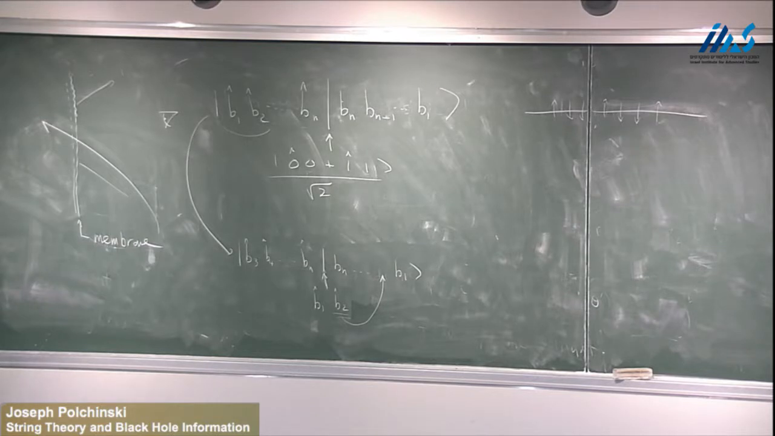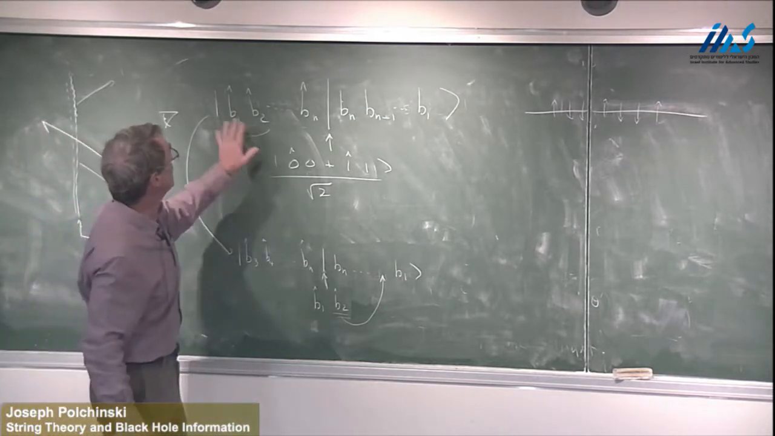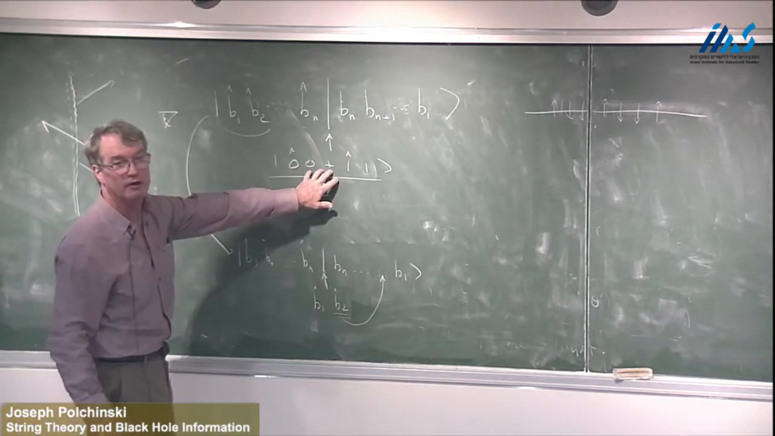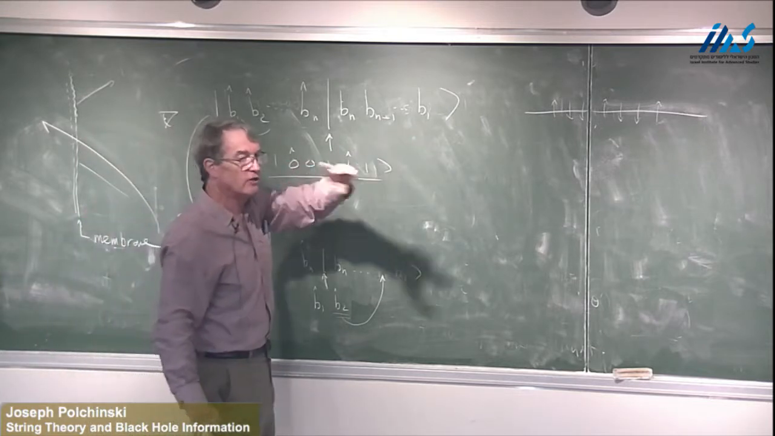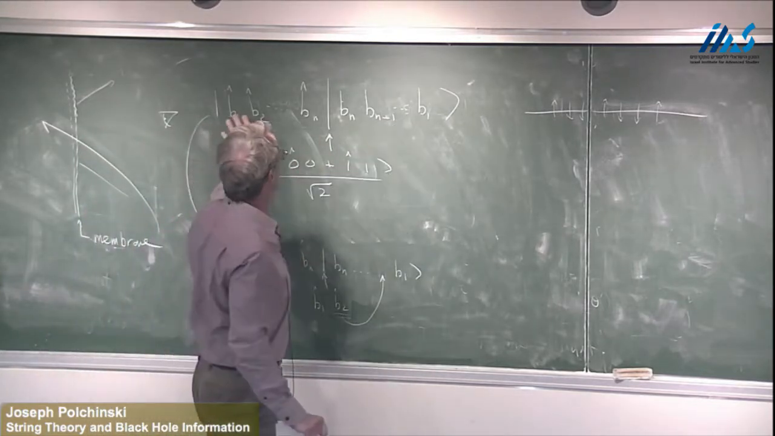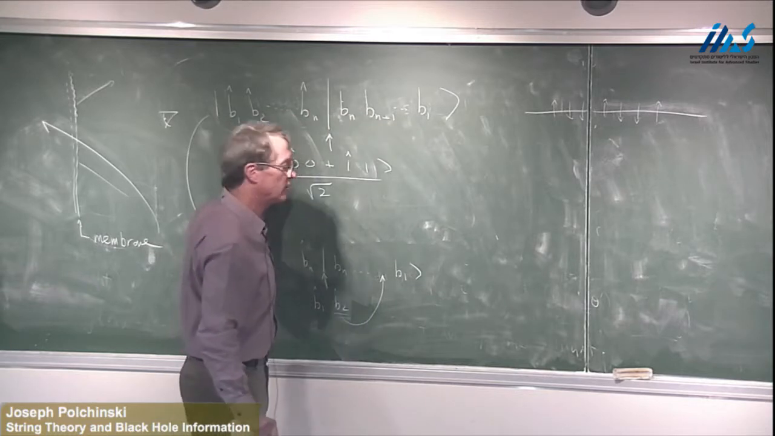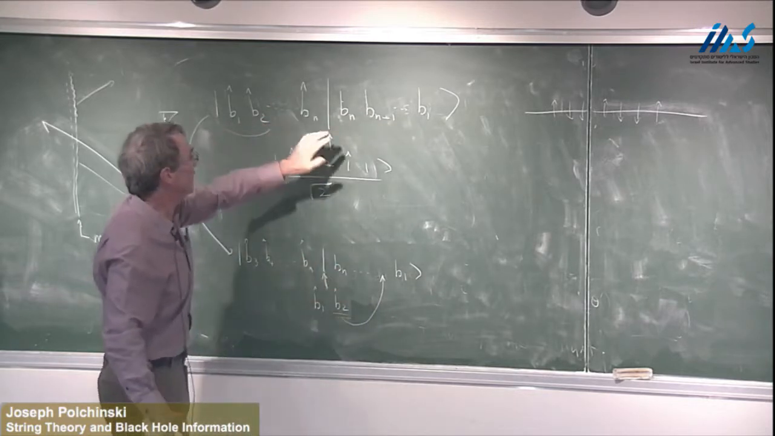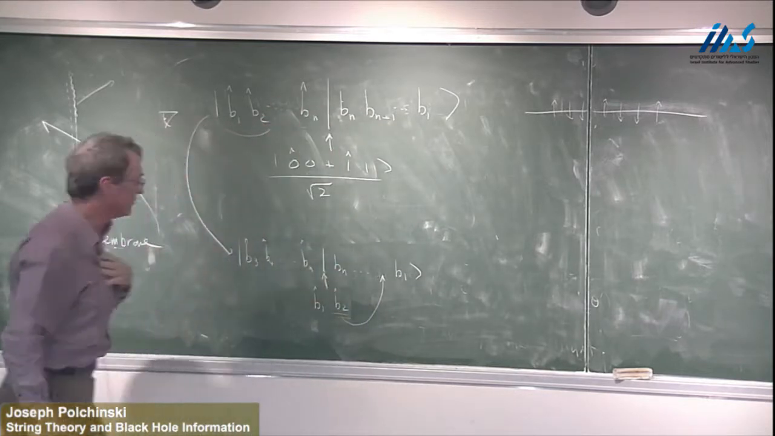Pardon? Because remember, each of these bits was produced by the same process. B1 and B1 hat are the first Hawking pair, B2 and B2 hat are the second Hawking pair. Thank you for asking, I should be clear.